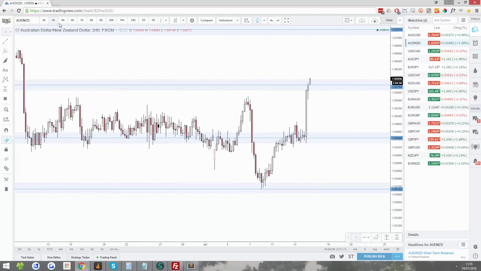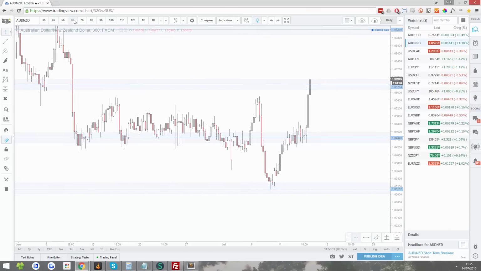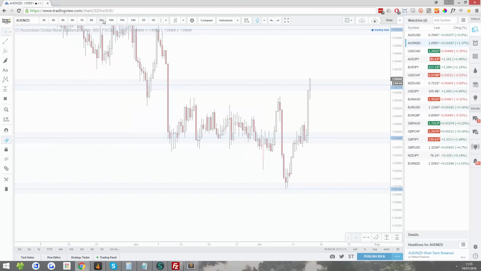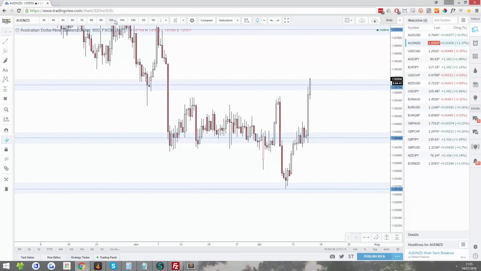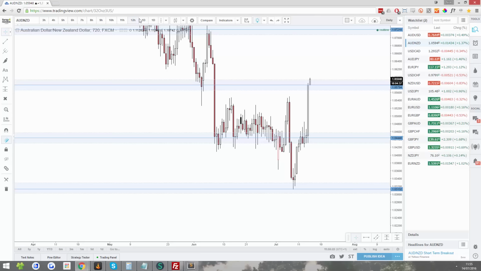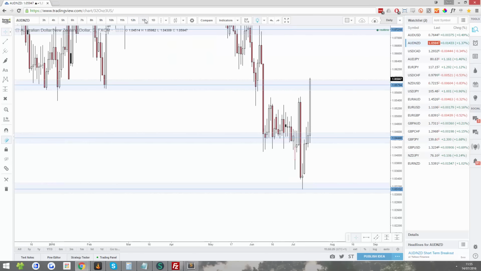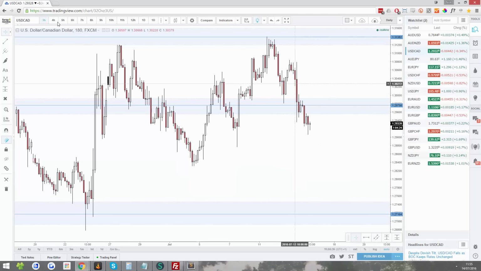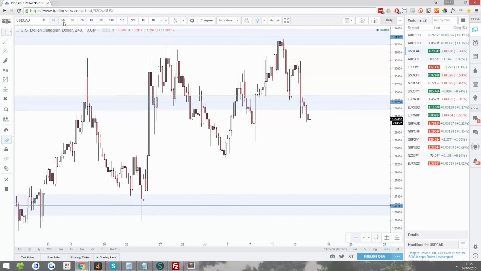AUD New Zealand's in the same boat. I didn't take the AUD New Zealand trade, but a few people in the advanced course forum did, and it was a similar result. It just didn't work out. Not all trades work out. It's not always going to be good news when you enter a trade. Sometimes trades fail. And yeah, this week has not been the best week. But it is only Thursday and we could have some trades coming up.